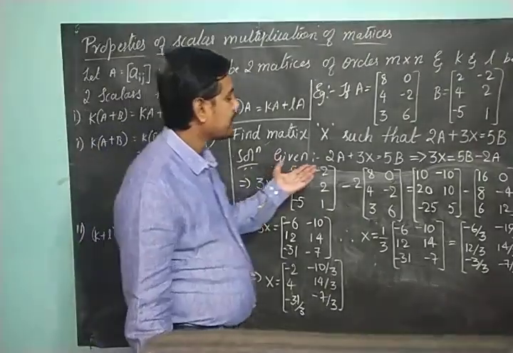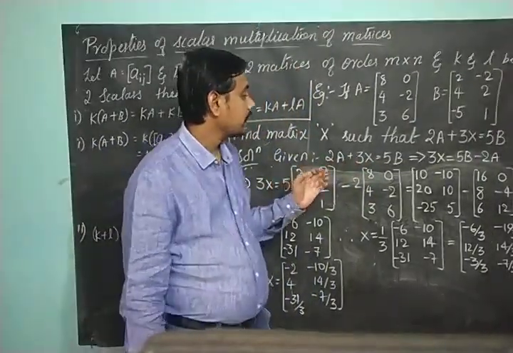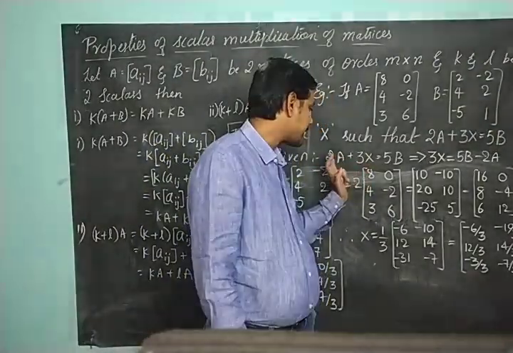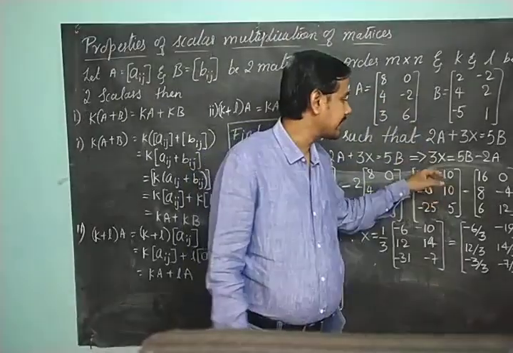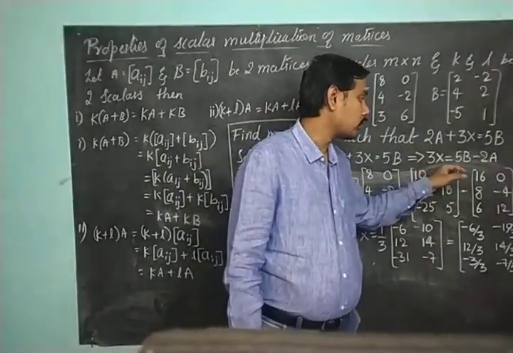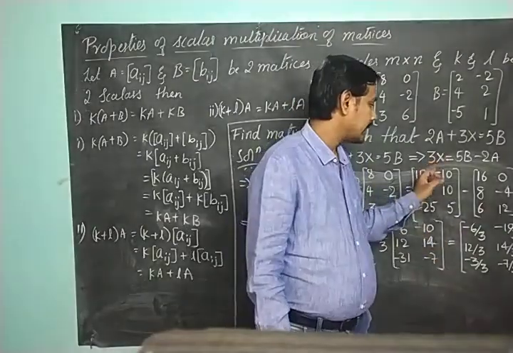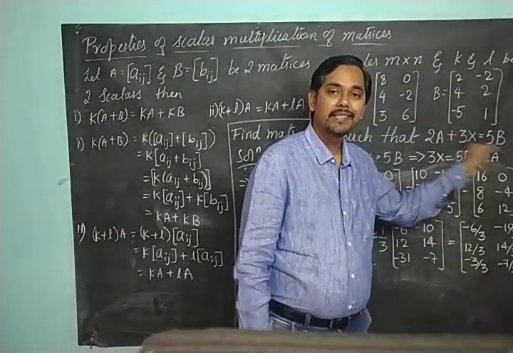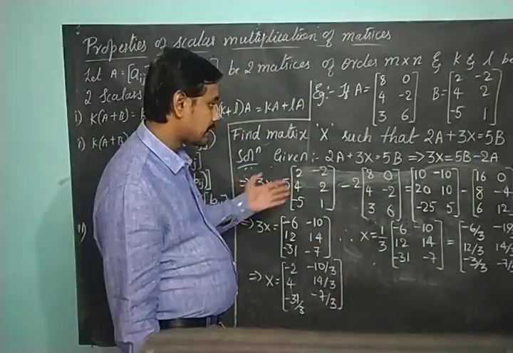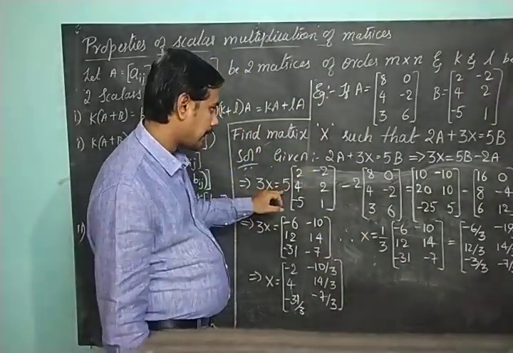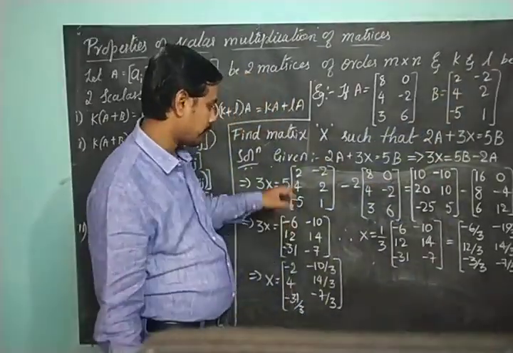So what is given here? 2A plus 3X is equal to 5B. From this, how can I write 3X? By taking 2A to the right side. If I take 2A to the right side, what will I get? 3X is equal to 5B minus 2A. Is that clear? Now 3X is equal to 5B minus 2A. What is matrix B? That is [2, -2, 4; 2, -5, 1].